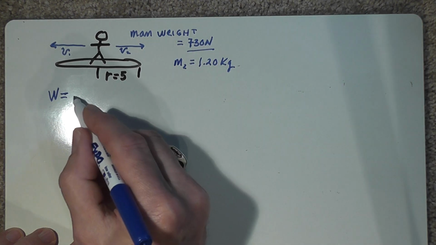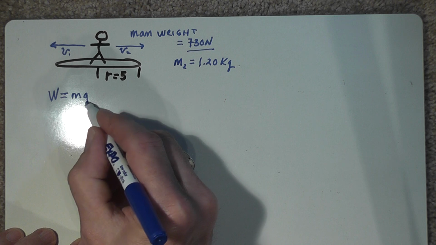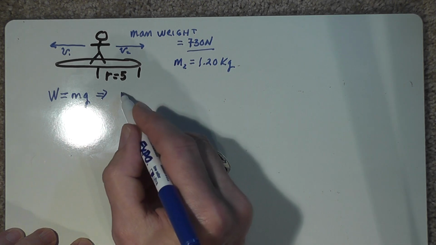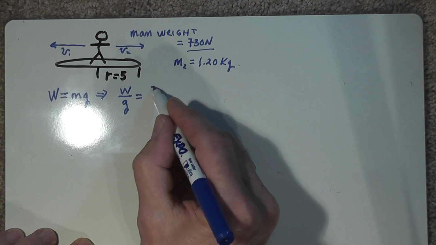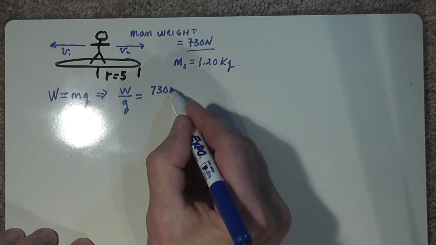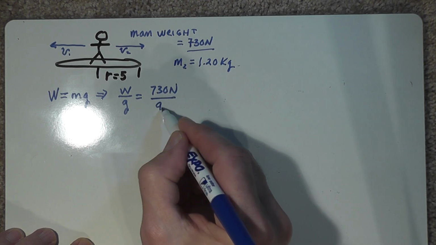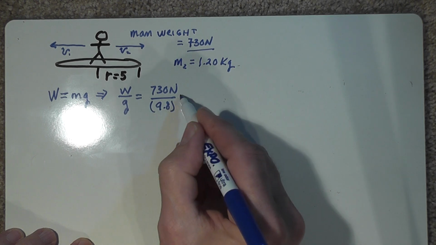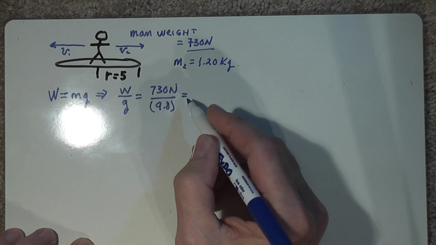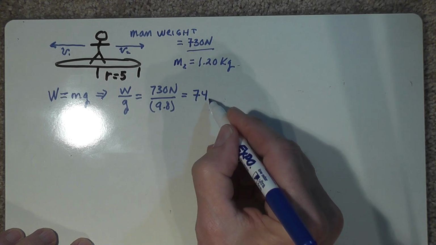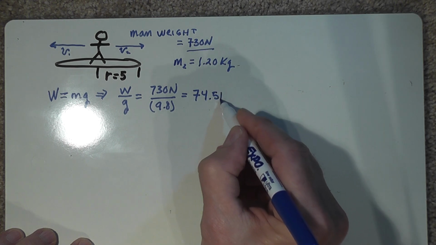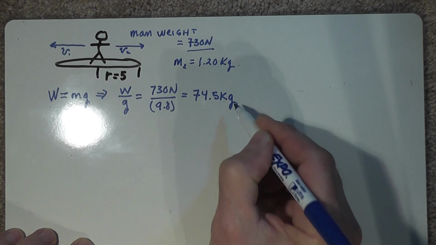It gives us the weight equals mg, and we'll solve for the mass. 730 newtons divided by 9.8 meters per second squared. And that gives the man's mass 74.5 kilograms.